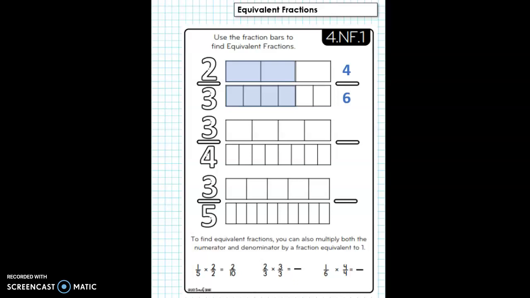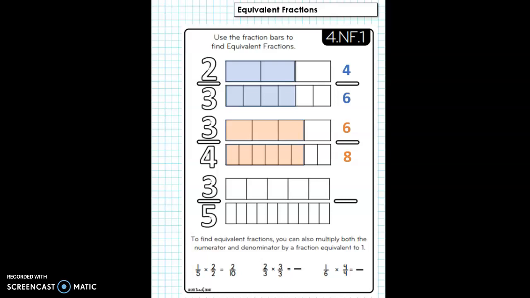The fraction bar is split into 4 pieces because our denominator has a 4. We are going to color 3 of them in because our numerator is a 3. 4 times 2 is 8. Our new denominator is an 8. Our new fraction bar is split into 8 pieces. We're going to color in a matching amount. That gives us 6 pieces colored in. 3 times 2 is 6.